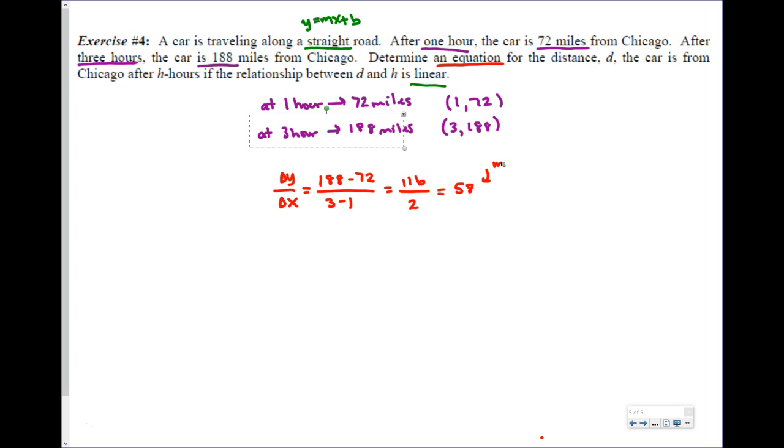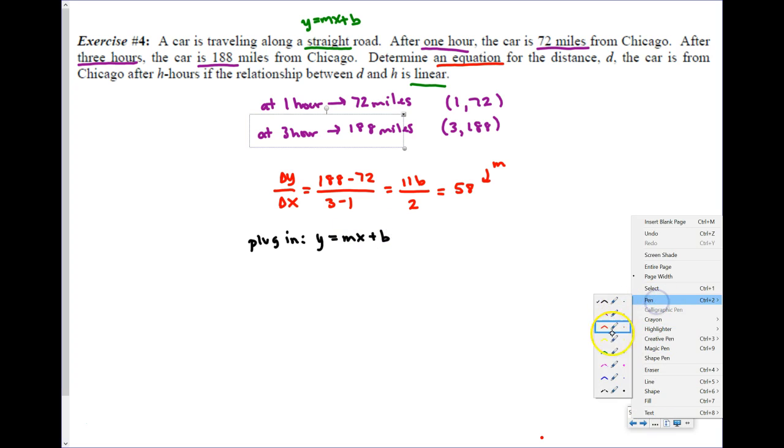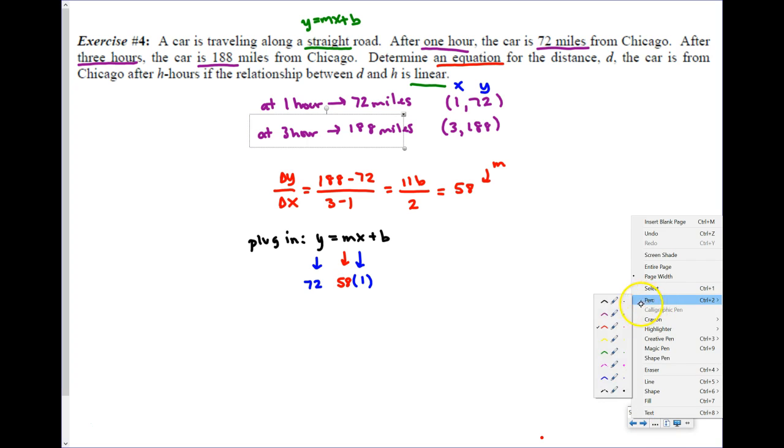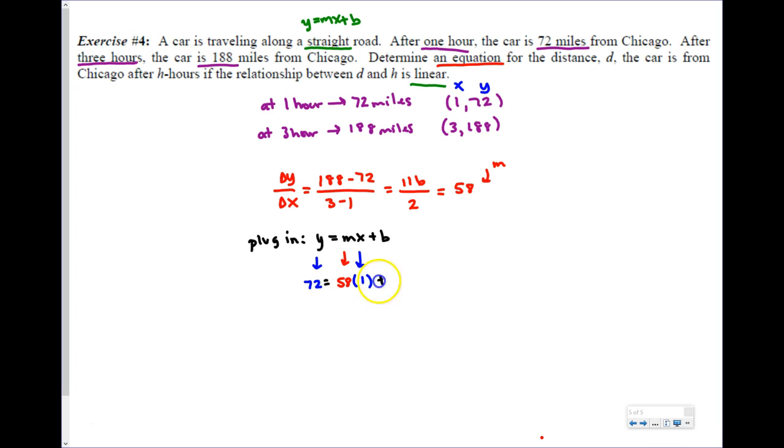Okay? Now I'm going to plug in like I did before. So I'm going to plug my information into y equals mx plus b form. I'm going to use my blue pen again to show that I'm going to define a point as x and y. So instead of a y, I'm going to plug in 72. And instead of an x, I'm going to plug in the 1. Instead of m, I'm going to plug in that 58 that I just found. And I'm looking to find my b.